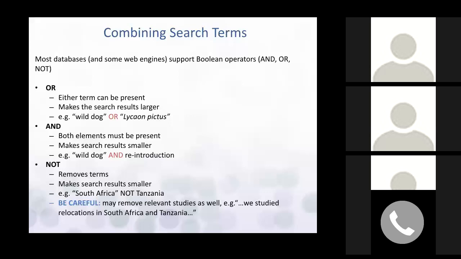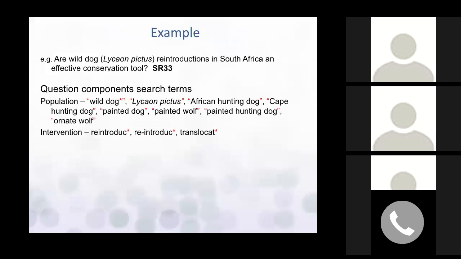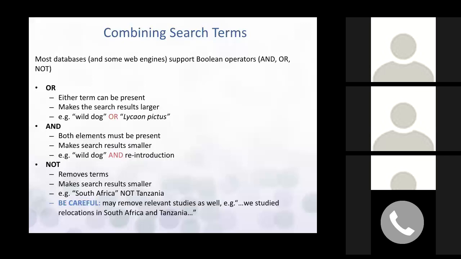So for example, if you go back to this, where we talk about the components in each one of your PICO elements, you wouldn't want to have and in between your population terms, because then it's going to try and find a document that has all of those terms in it. But you would want to put or between those, but then you connect your population terms and your intervention terms with an and.